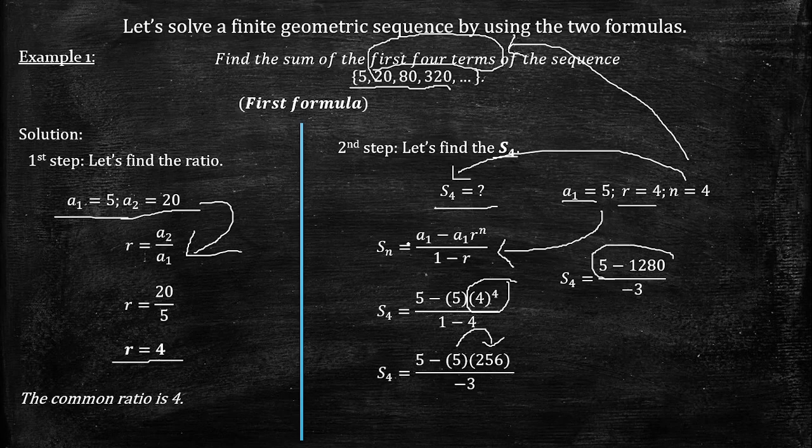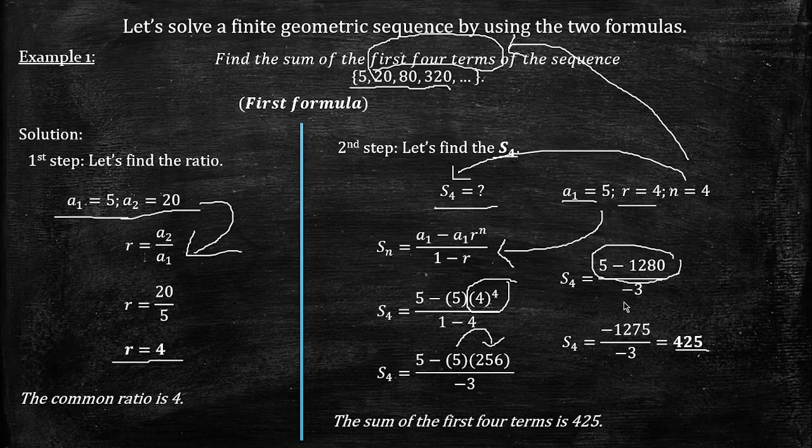Then, minus na lang natin yung numerator. So, S of 4 is equals to negative 1,275 divided by negative 3. Then, divide the two numbers. The result will be positive 425. So, the sum of the first four terms is 425. So, ito yung solution step-by-step process for using the first formula for finding the partial sum of a finite geometric series or sequence.